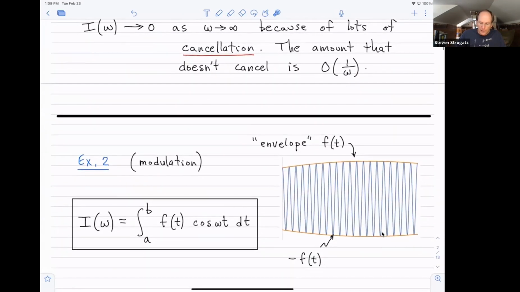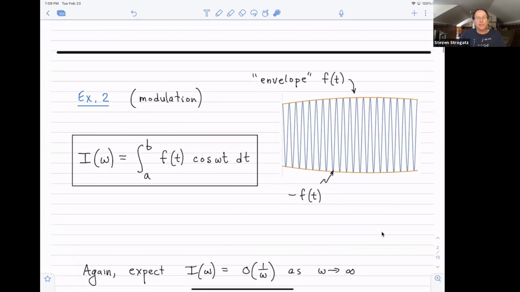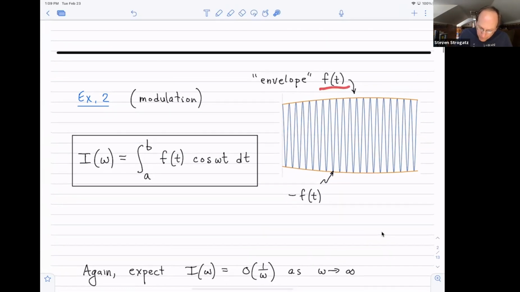Now, none of that really changes if instead of having a constant amplitude, suppose we have an amplitude given by some slowly varying smooth function f of t. So that's shown here in this orange.